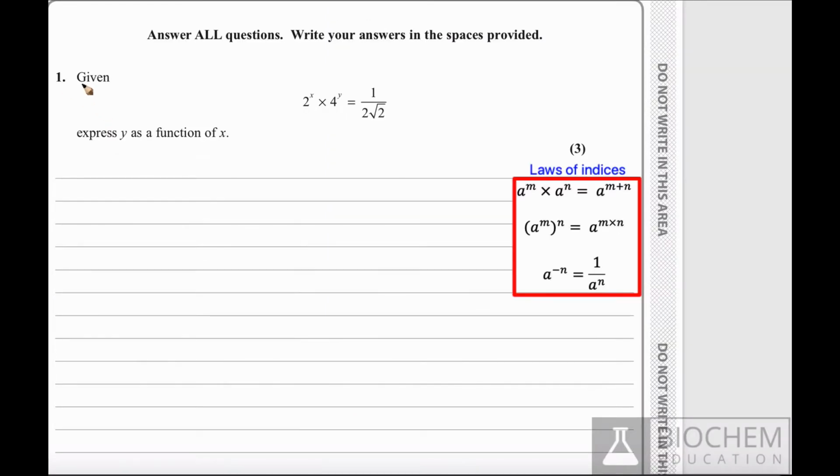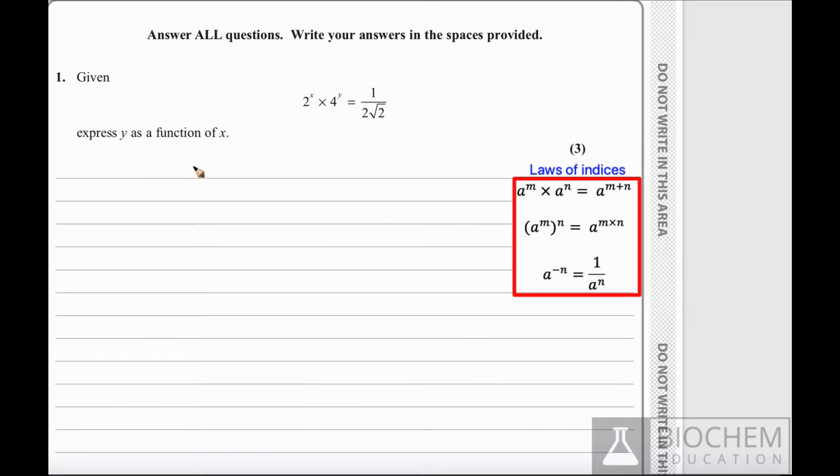Question 1. Given 2 to the power of x times 4 to the power of y is equal to 1 over 2 times under root 2. Express y as a function of x. The examiner is asking you to write y in terms of x for this equation.